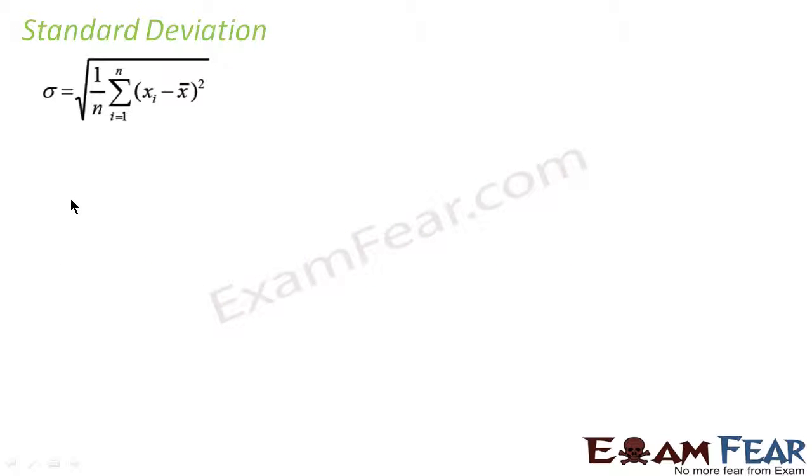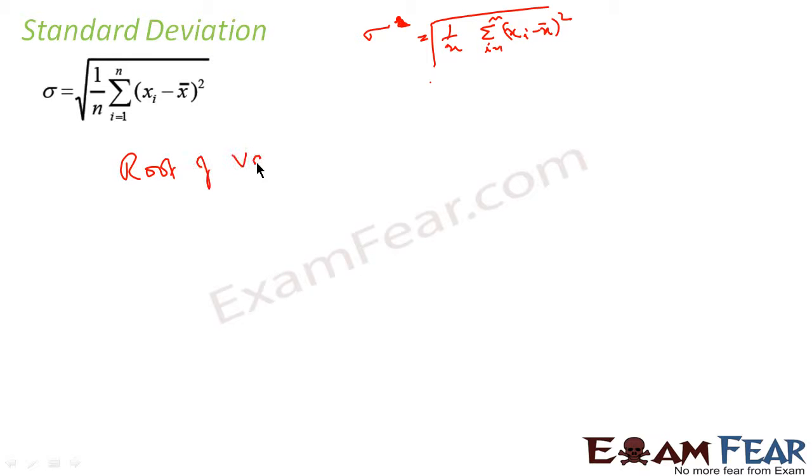I introduce you to a new term called standard deviation. Standard deviation is nothing but the root of variance. So we have this formula of variance. Variance was sigma square, that is 1 by n into the summation of xi minus mean square, where i is equal to 1 to n, correct? Standard deviation is nothing but the root of this. Please note, root of variance is called standard deviation.